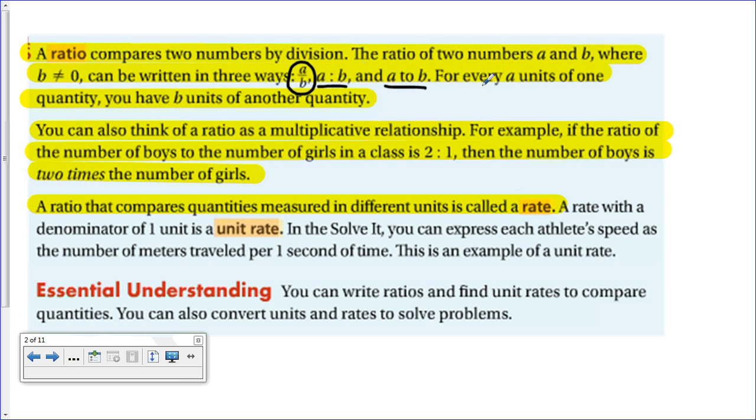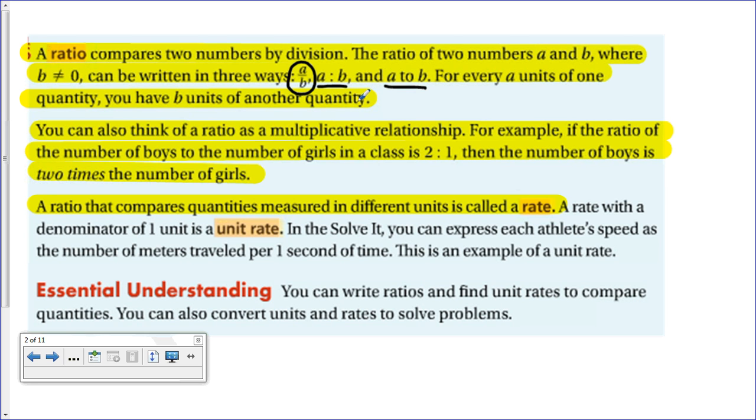Okay? And what that means is that for every A units of one thing, and you can put any number you want in for A, so let's say 4 units of one quantity. We could be talking about 4 hours on your cell phone, $10, 6 gallons of gas, just any kind of quantity. You have B units of another quantity, whatever that second quantity may be.